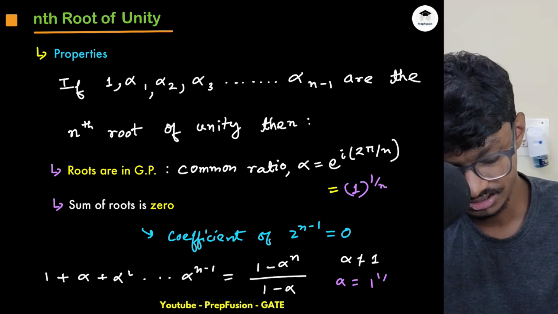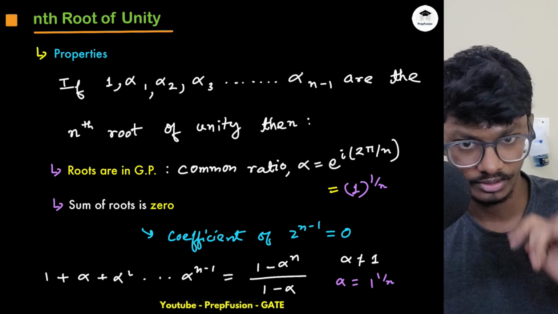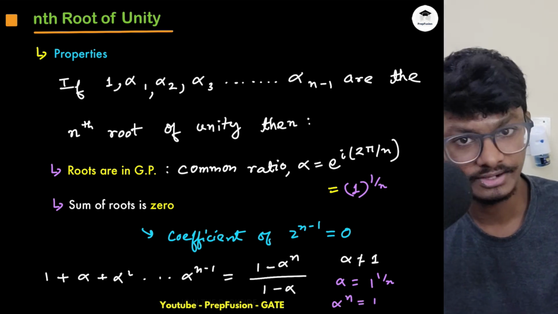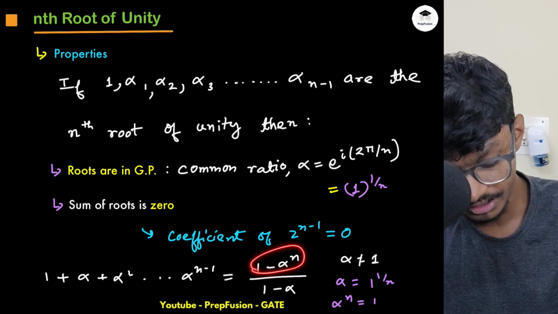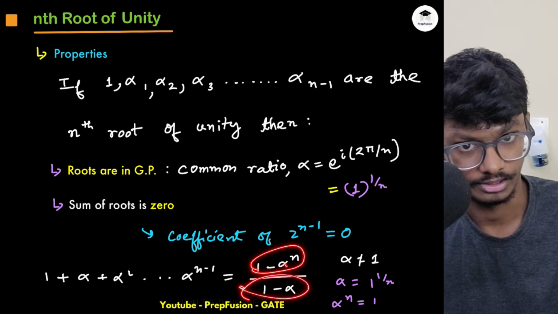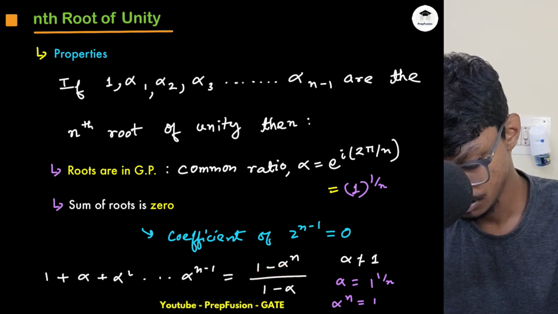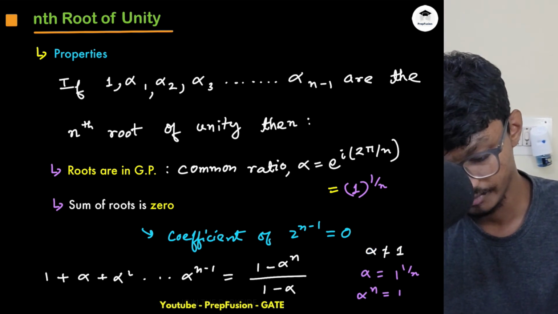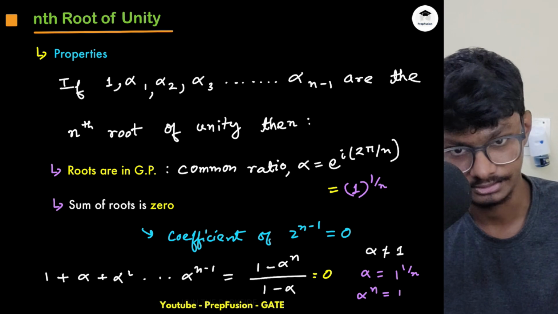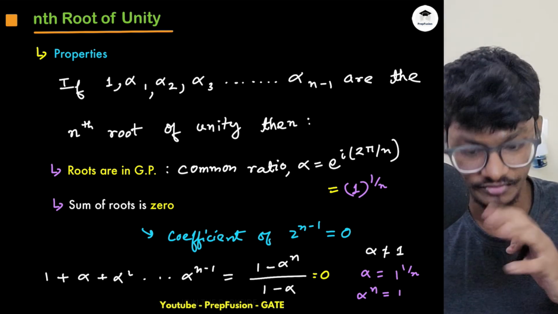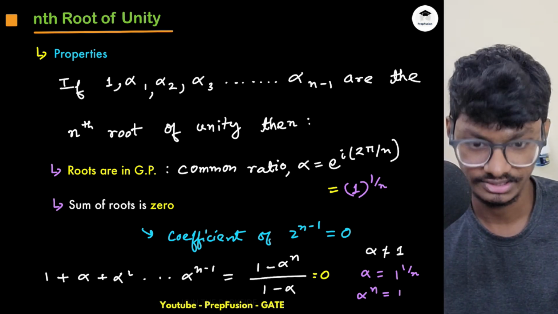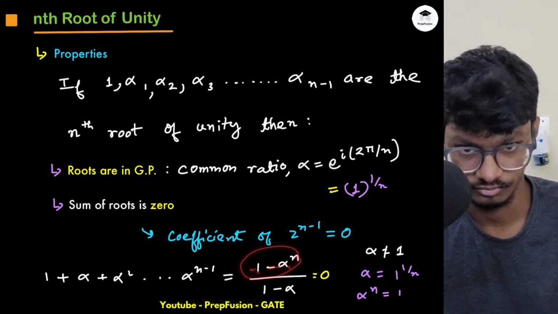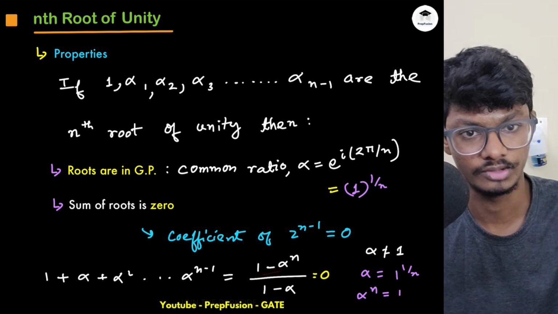If I raise both sides to power n, this will be alpha raised to power n equals 1. So the numerator is going to 0, not the denominator. So it will be simply equal to 0. So I have proven this also, right? I've given you the intuitive proof with the equations that the coefficient of z raised to power n minus 1 is 0, or I have proven to you that alpha raised to power n is 1, and as the roots are in GP, this numerator will go to 0.